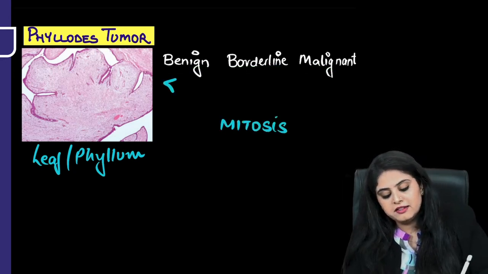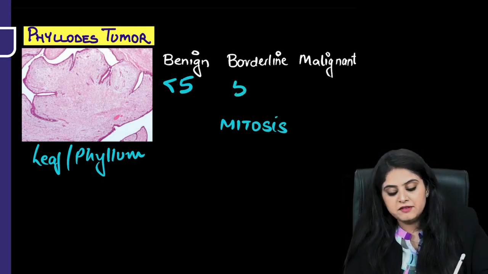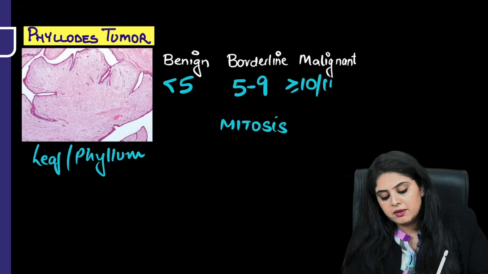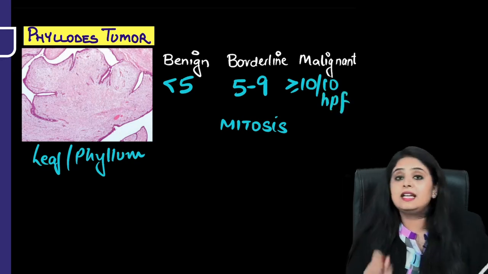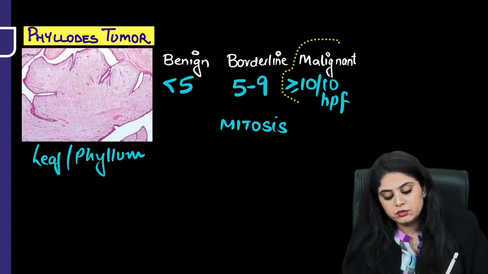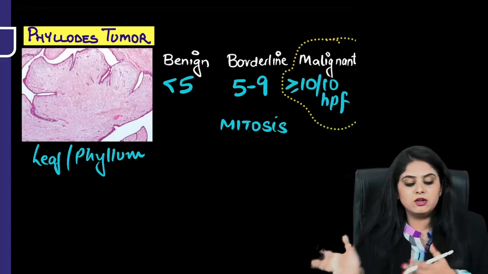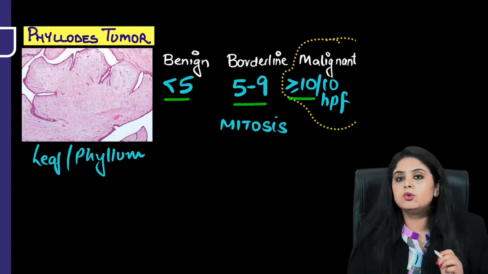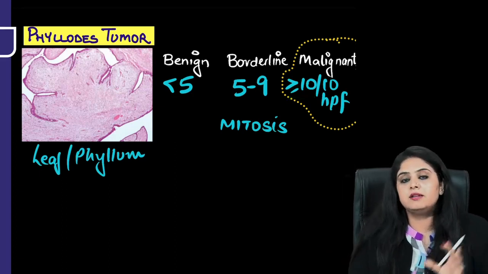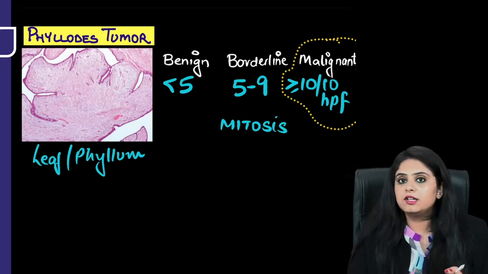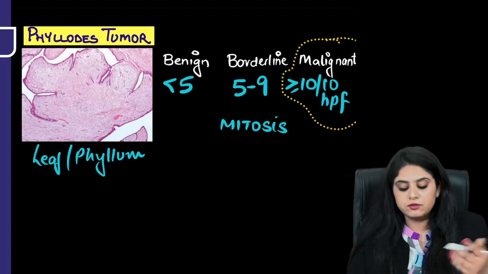Remember, if there are less than 5 mitosis, it is benign. 5 to 9 mitosis, borderline. More than 10 per 10 high power fields, that is malignant. Always remember. They ask you, phyllodes tumor is benign, borderline or malignant. You say everything: mitosis less than 5, 5 to 9 and more than 10. That is indicative of benign, borderline or malignant phyllodes. Now, fibroadenoma and phyllodes are done. So we can move on to the next set of tumors.